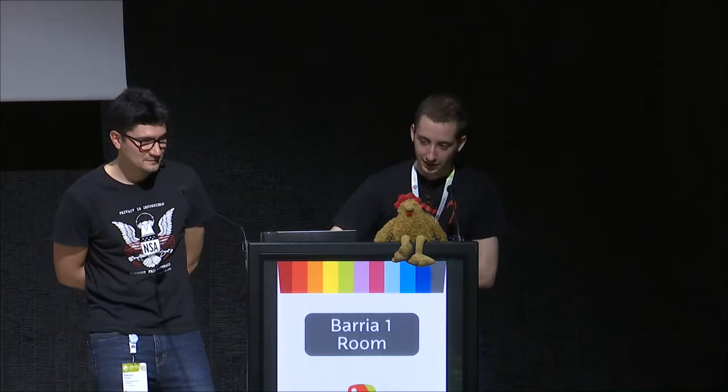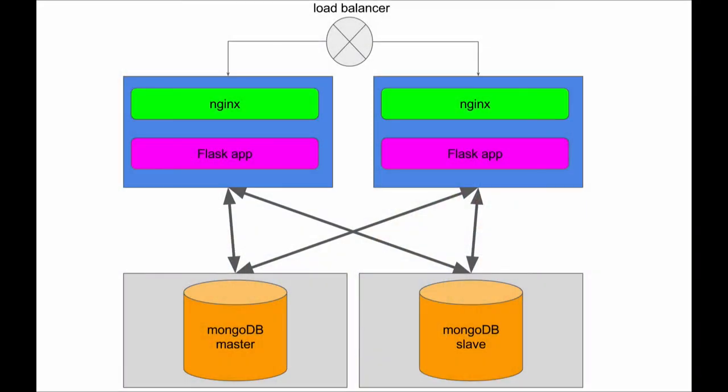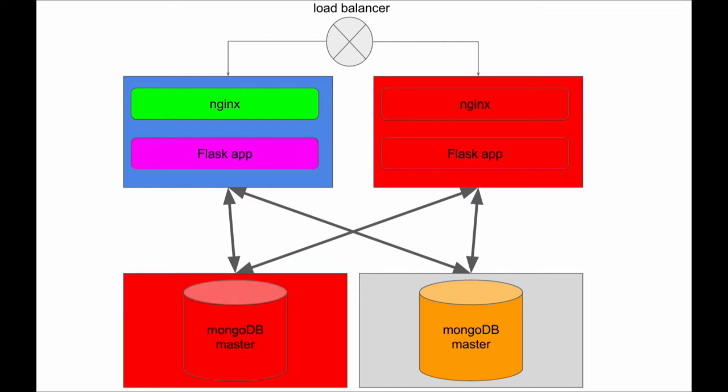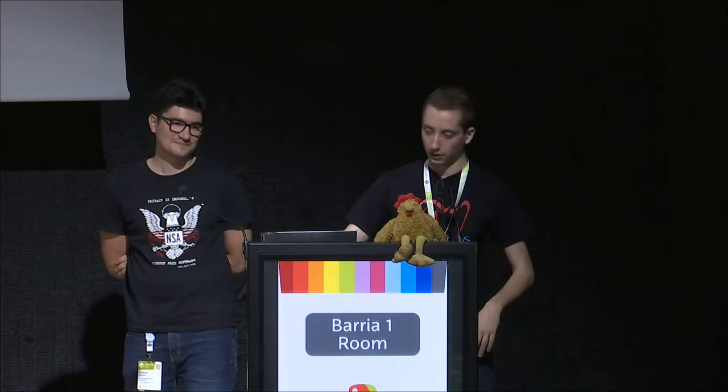So the next thing you can do is, of course, clustering your application. So if one of your backends is down or one of your databases is down, well, it's still working. The bad thing is even with a load balancer, there's still a single point of failure. So you can always get more redundancy. Even if you have two load balancers and two apps, the whole data center can go down. So you have to get another data center. So it's kind of an infinite loop. But yeah, redundancy is cool.